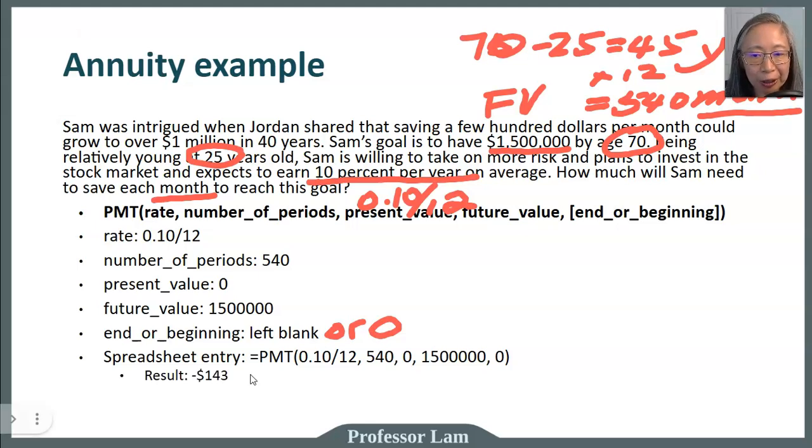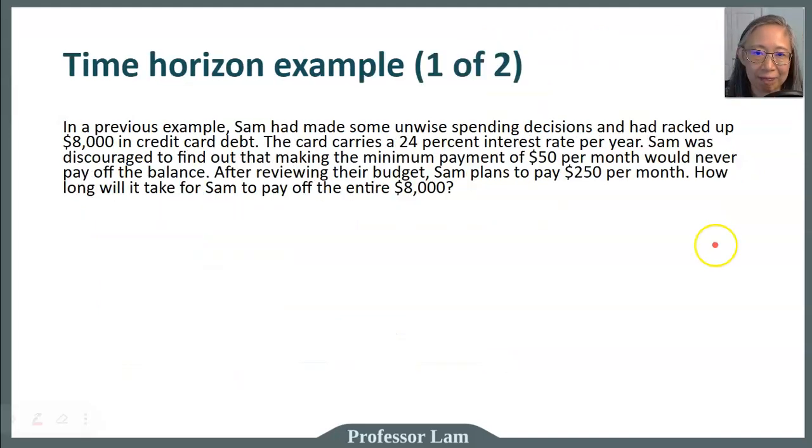Did you get 145 or minus 145? Or 143? The negative means this is money that Sam has to put away. So if Sam is able to put away $143 per month, by the time they turn 70, they'll have $1.5 million in the bank. The next example is a time horizon problem.